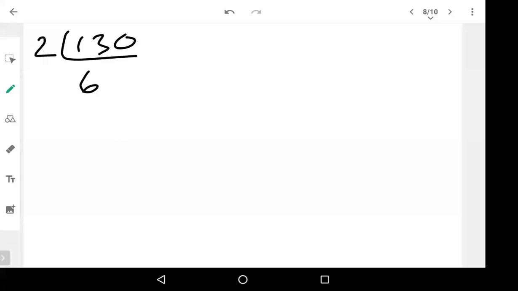Yes. 2 6s are 12 and then 1 carried over. 2 5s are 10.